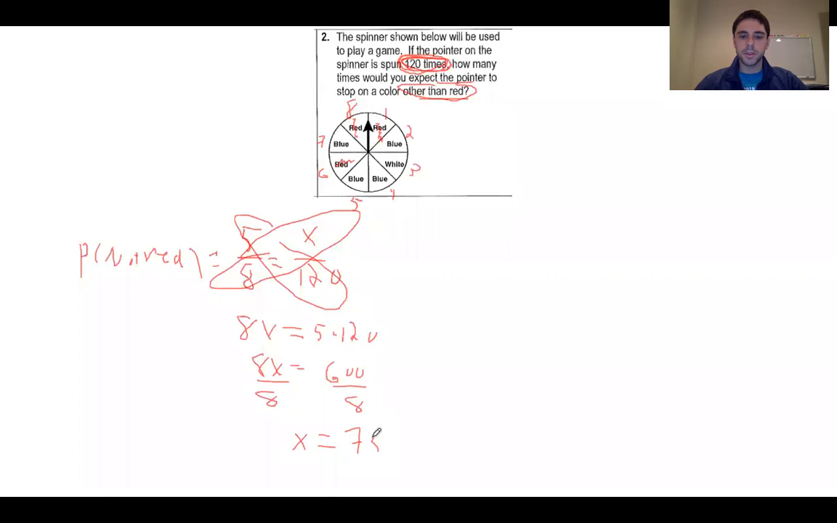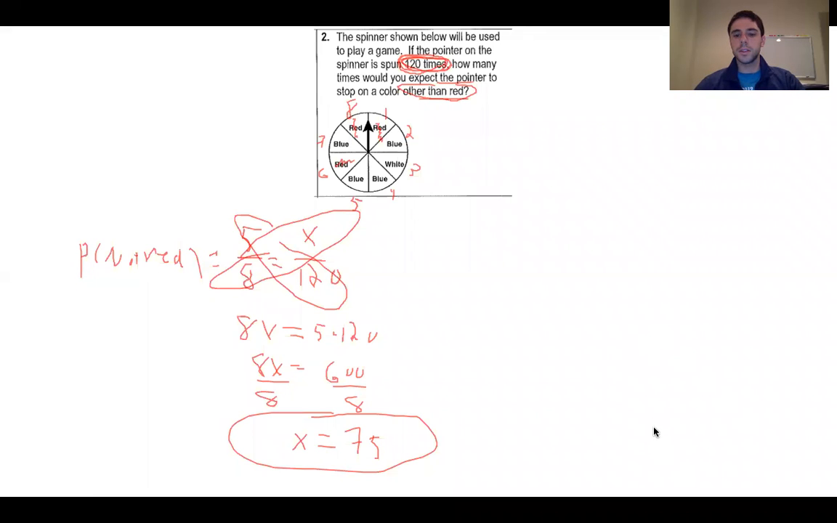X is going to be equal to 75. So based on this, we can say that if the spinner is spun 120 times, we predict it will stop on a color other than red 75 times. Awesome. That's what we're going to do there.